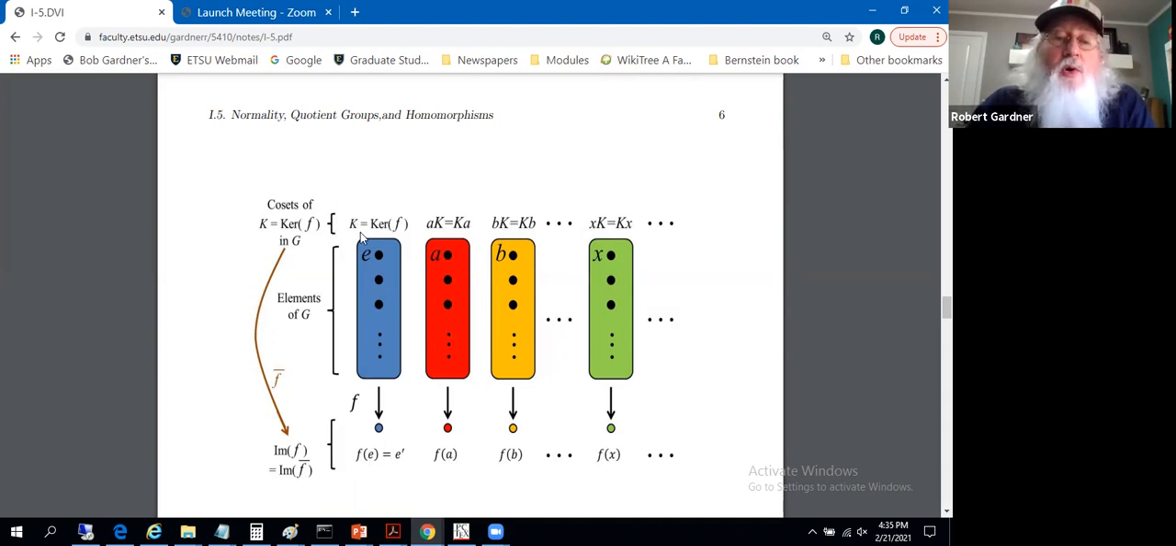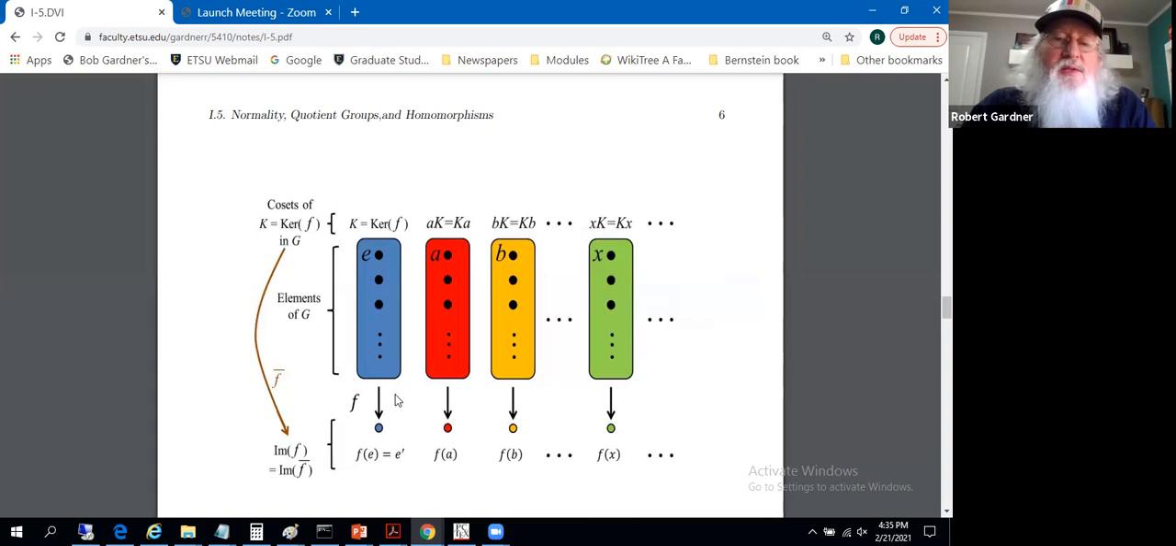You know, the kernel of a homomorphism is a normal subgroup. So we can take left cosets, and they will coincide with right cosets of that normal subgroup K. So we produce these colored blobs, and these colored blobs represent cosets of K. Left cosets, right cosets, K is a normal subgroup. They're the same.